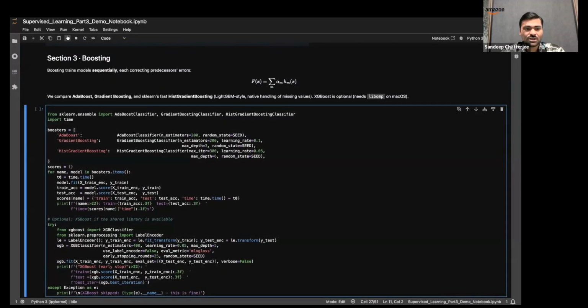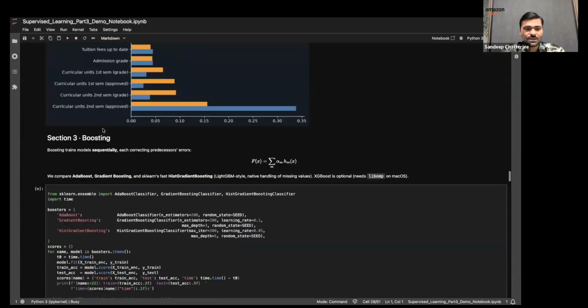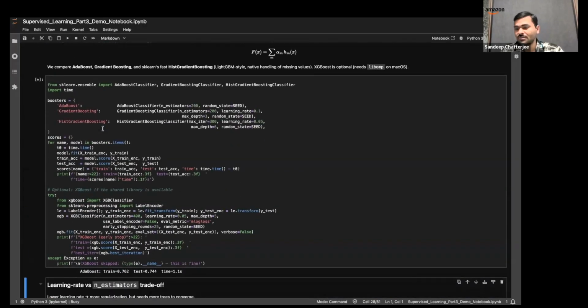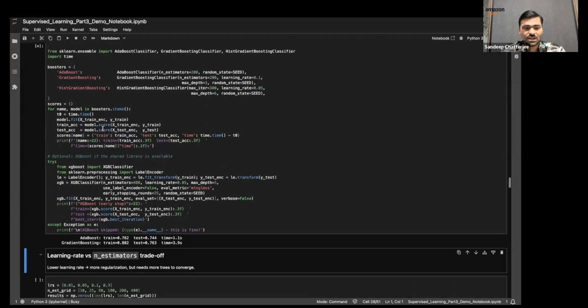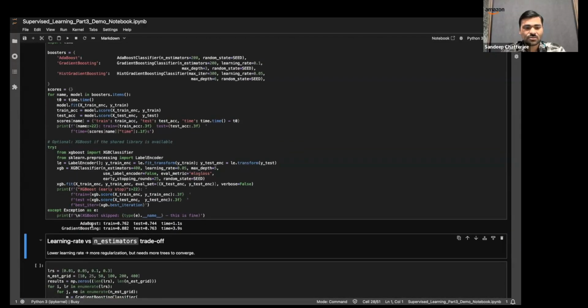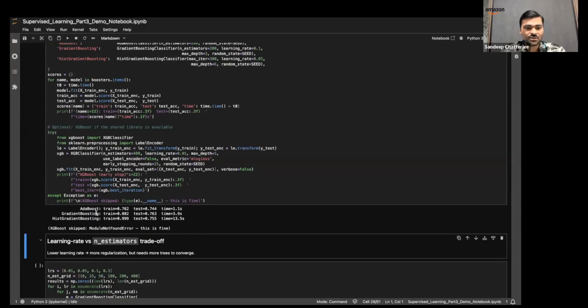It will also require more time, and it's even slower because it's sequential. So instead of parallel trees, we are building trees sequentially, and each new tree is focusing on the mistakes of the previous ensemble. So we have three methods: AdaBoost, gradient boosting, and the third one, which is now here, histogram gradient boosting.